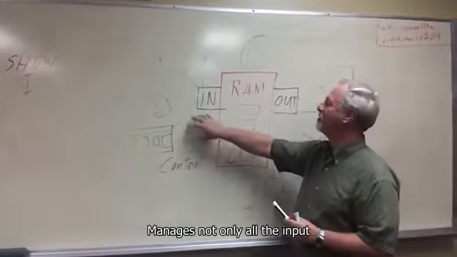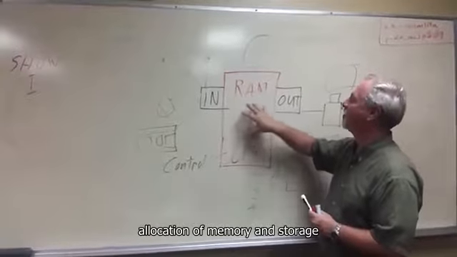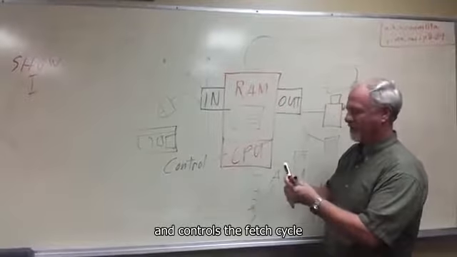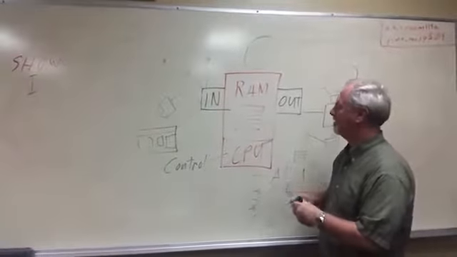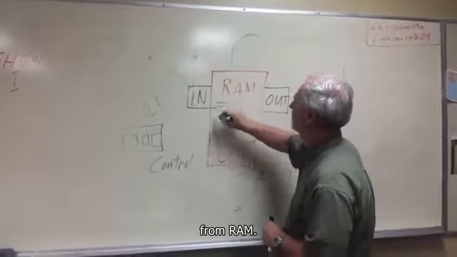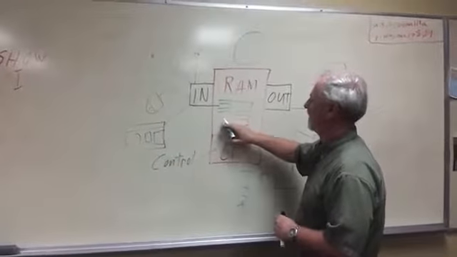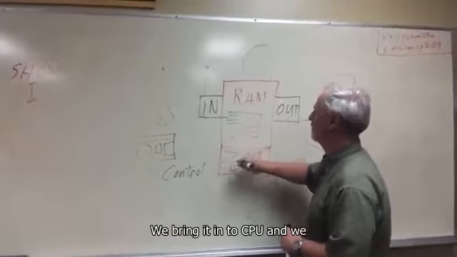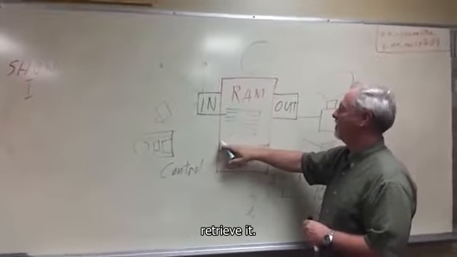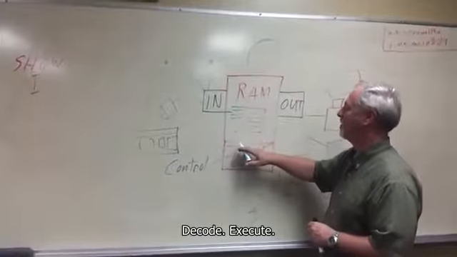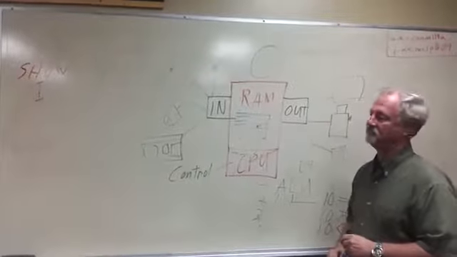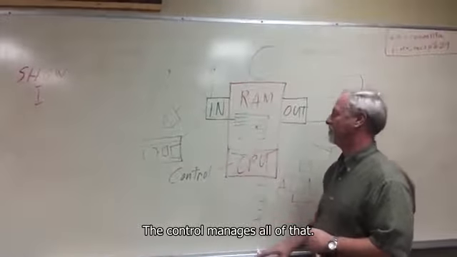Control manages not only all the input devices and output devices, but the allocation of memory and storage, and controls the fetch cycle, where we bring in information from RAM. We bring it into the CPU, and we retrieve it. We call it fetch, decode, execute, and store the results in memory. The control manages all of that.